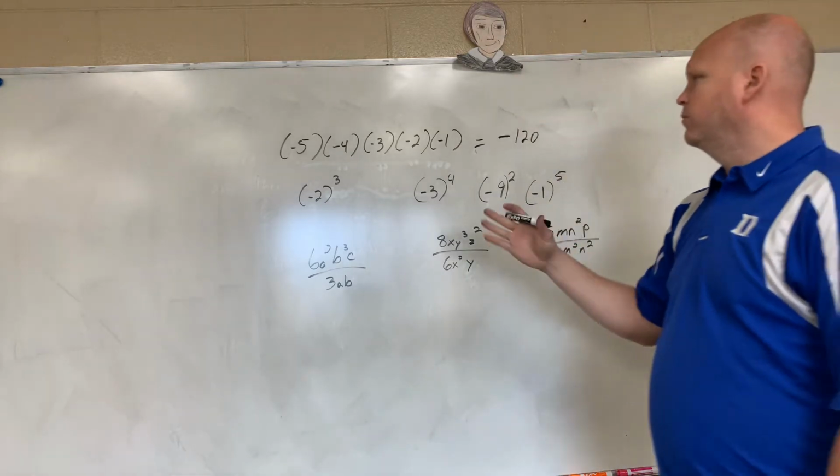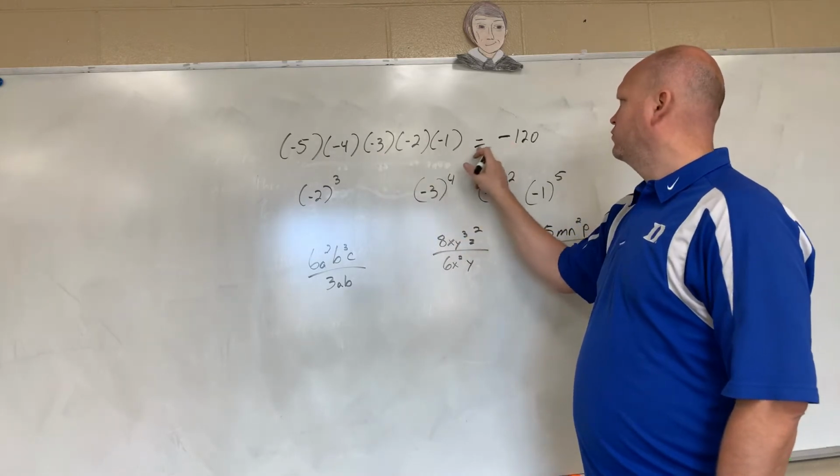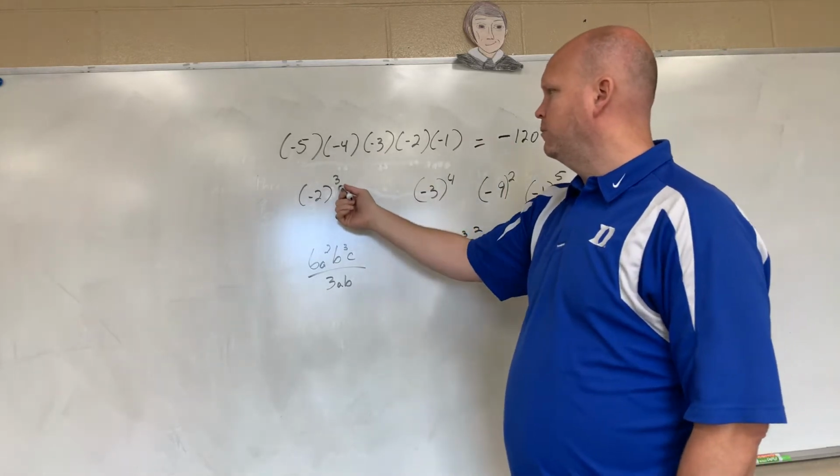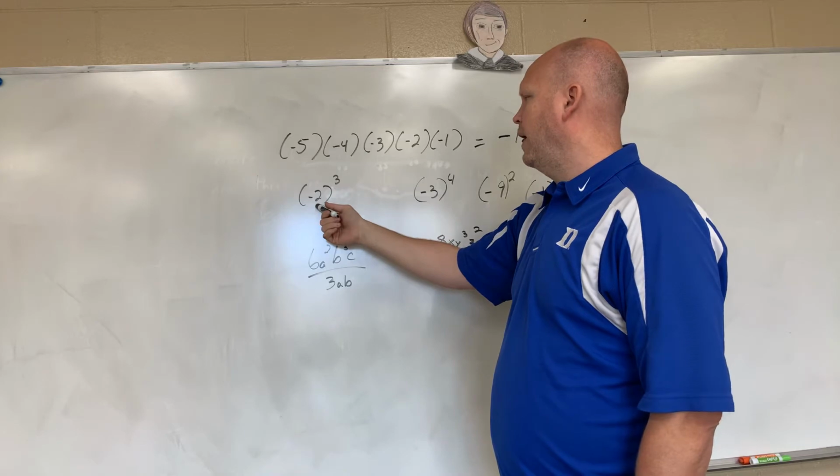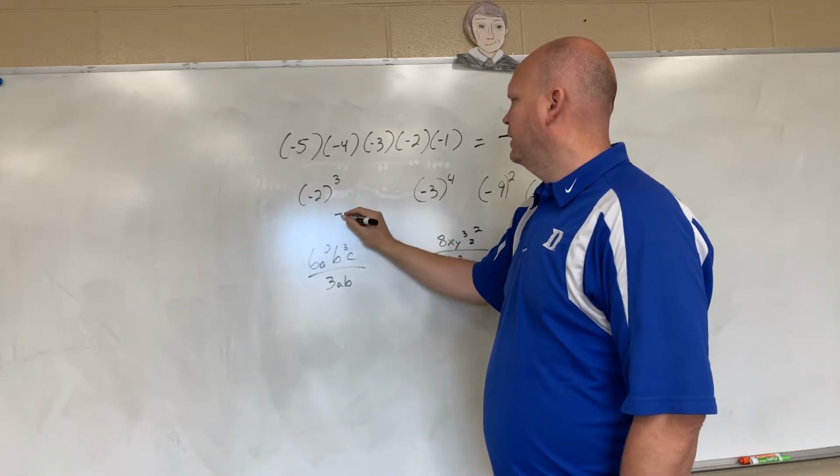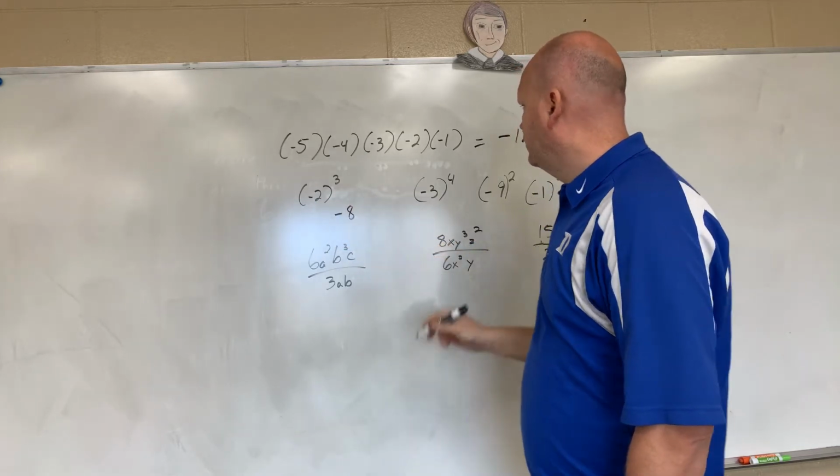So the negative symbols, all you have to do is count them up, and that tells you whether your answer would be negative or positive. Same thing here. Because it's to the third power, we know that the answer is going to be negative. 2 to the third is 8.